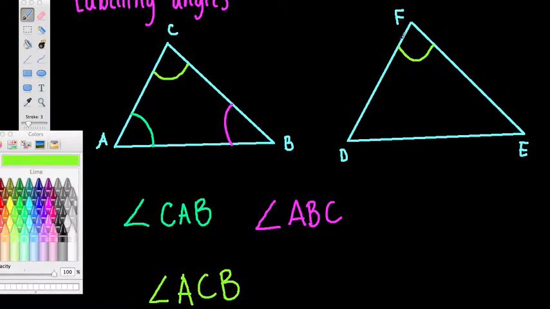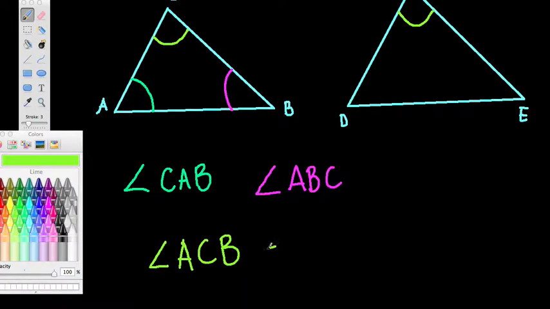Now, I want to say that it's the same as this angle over here. So I'm not going to say EFD, because that's using the other vertex first, isn't it? If A corresponds to D, I'm going to say angle DFE. So the same order that I did in this one, angle ACB is the same as angle DFE. So I can say equals, angle symbol again, DFE. So this is the correct notation that you need to be using.